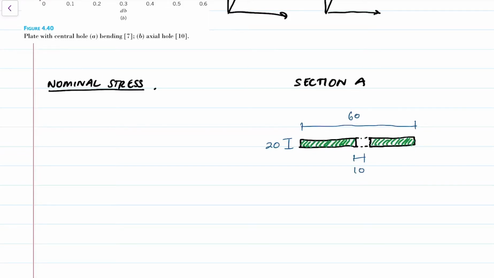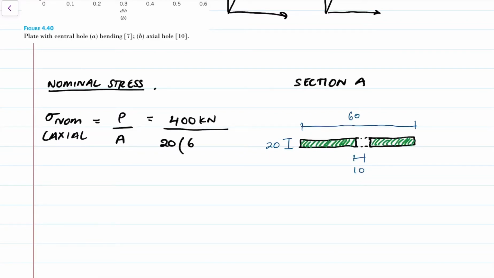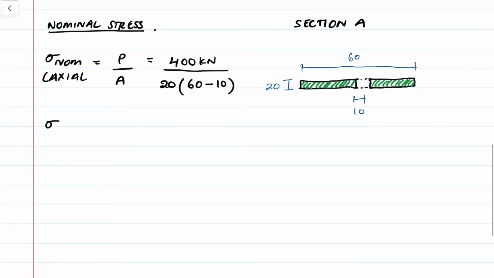And we have an axial load, so sigma nominal axial, right, is just the load divided by the cross-sectional area. The load we have here is 400 kilonewtons, and the area is going to be 20 times (60 minus 10), to give us a nominal stress of 400 megapascals.